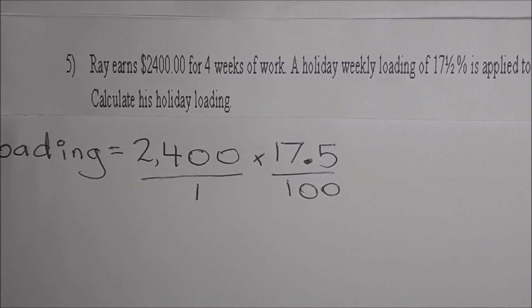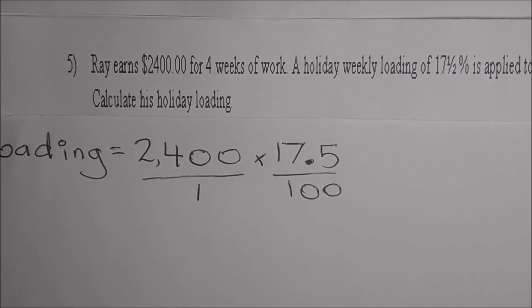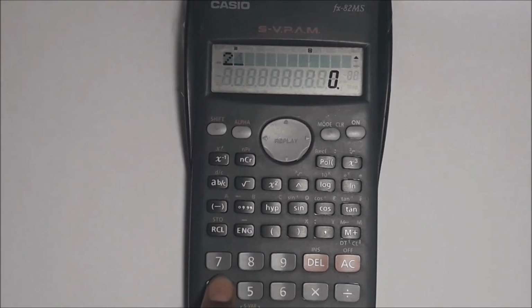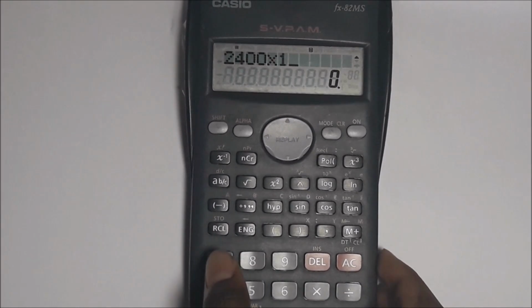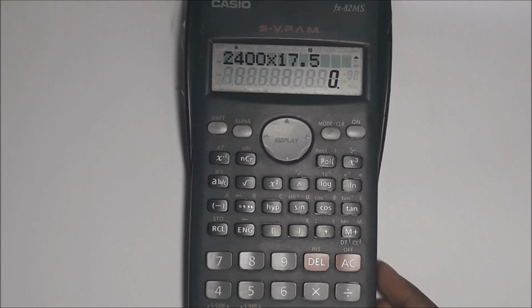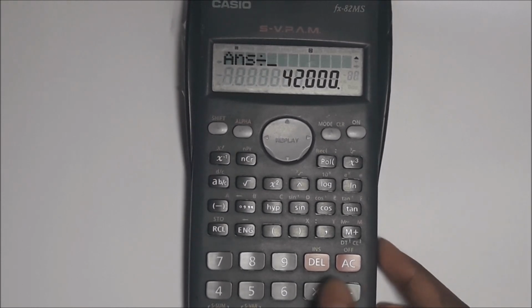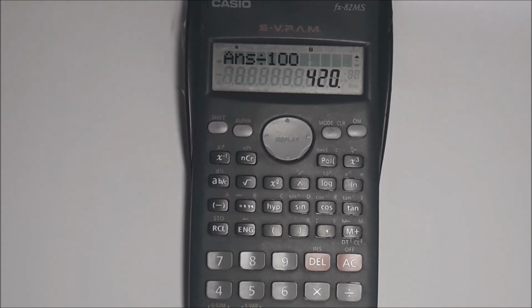Now, since you can use a calculator, we're going to go to the calculator and work it and see what we get for the holiday loading. Okay, punch the numbers in, Rafaela. 2,400 times 17.5 equals, then divide. 42,000 divided by 100 is 420, and the answer is in dollars. Okay.